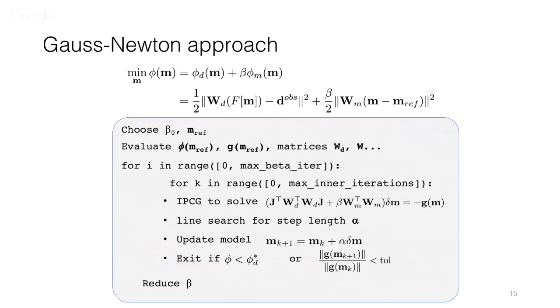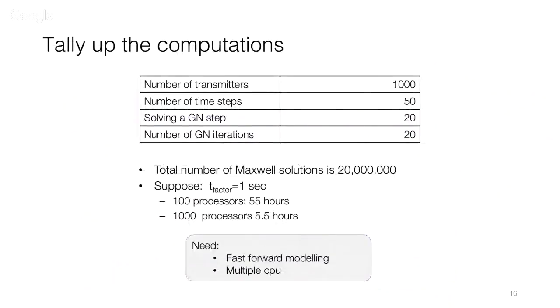That's kind of what we've been doing all day, and nothing has changed. The only thing that changed is tallying the computations. Suppose you have 1,000 transmitters, which is not really enough. And let's suppose a number of time steps in the time domain system is 50. Solving the Gaussian step, that's 20. And the number of Gaussian iterations is 20. So the total number of times you have to solve Maxwell's equations in this is on the order of 20 million.